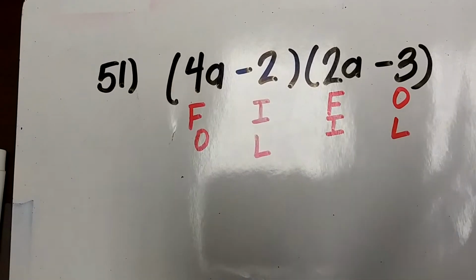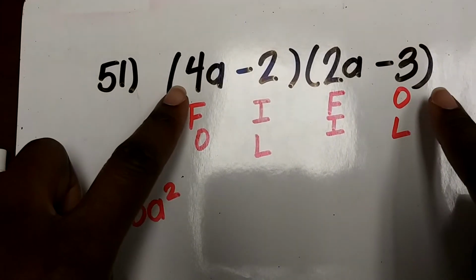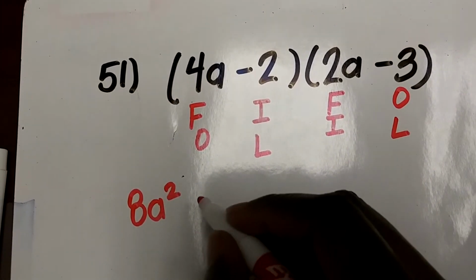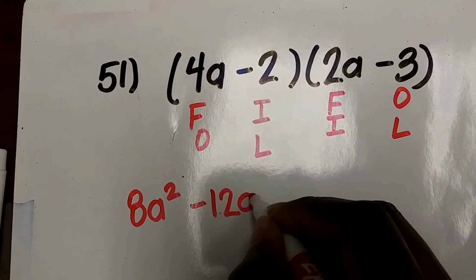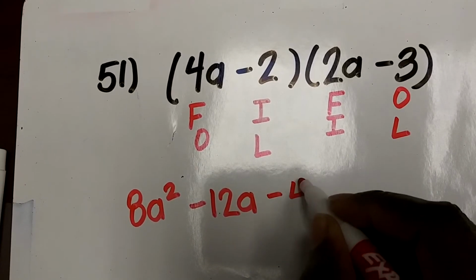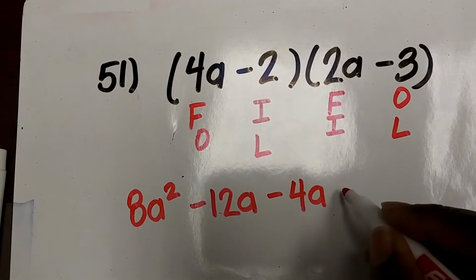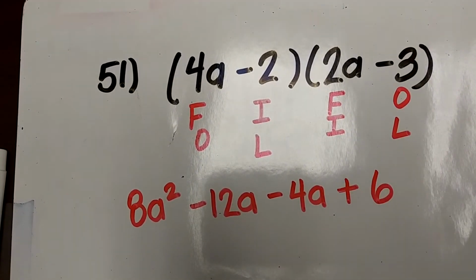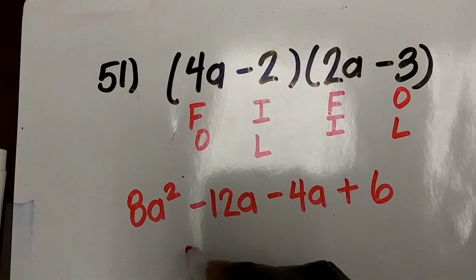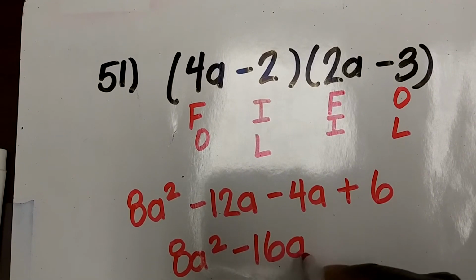First, 4a times 2a is 8a squared. Outside, 4a times negative 3, negative 12a. Inside, negative 2 times 2a is minus 4a. Last, negative 2 times negative 3, positive 6. After this step, we do want to combine like terms. My like terms are usually my two inner terms. I have 8a squared minus 16a plus 6.